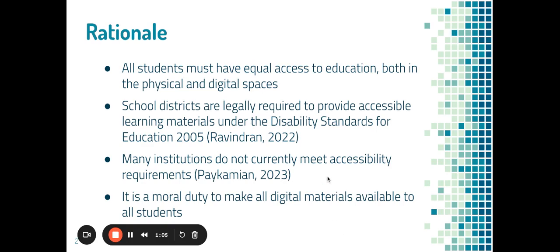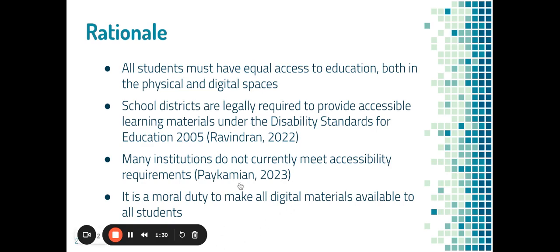Not only that, many institutions do not currently meet the accessibility requirements, and over 90% of higher education institutions do not do this. Part of this is that so much time has been put into just creating these digital spaces that the same time has not been put into finding the accessible ways that we can provide unique and equitable learning for all of our students.